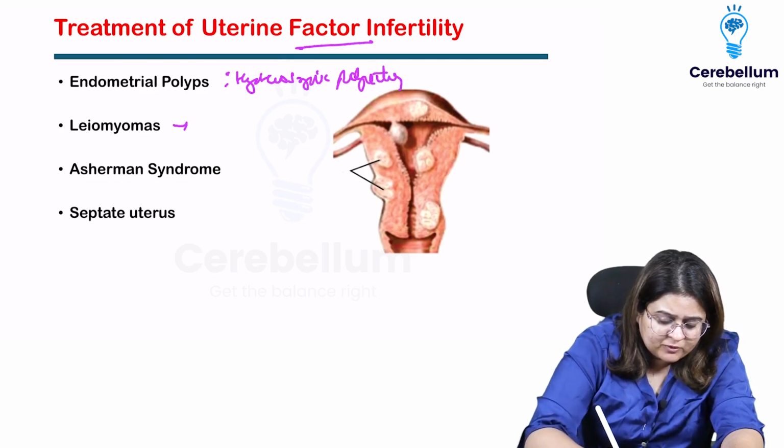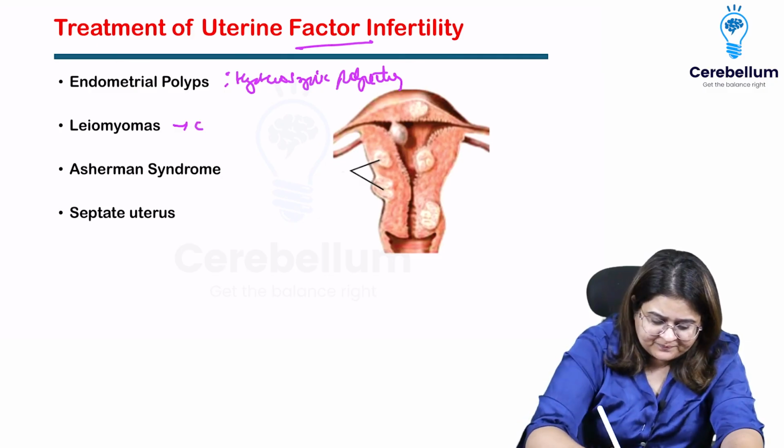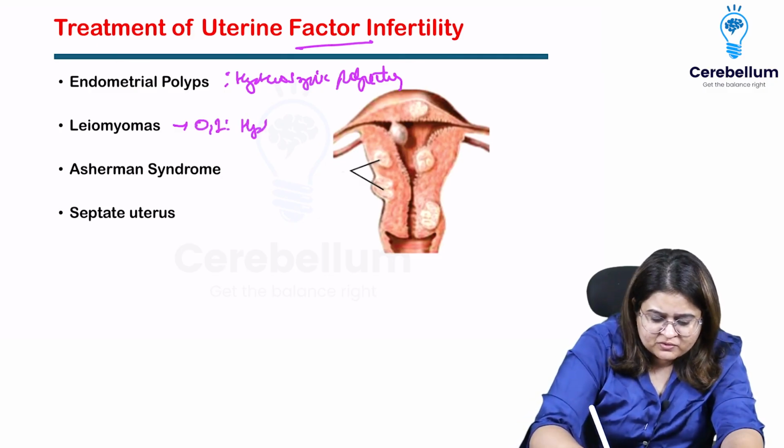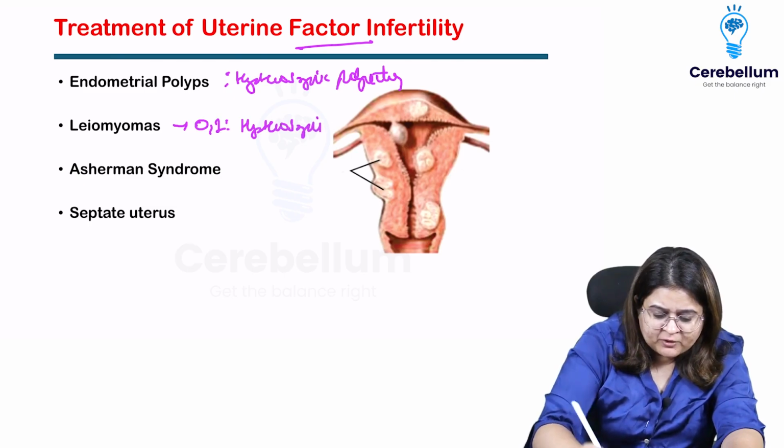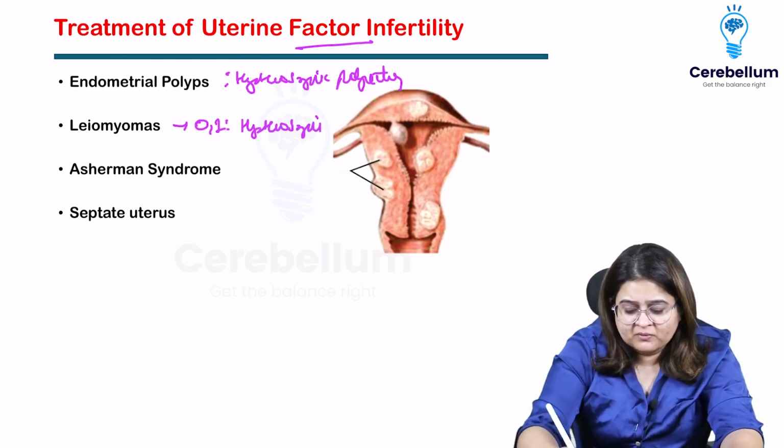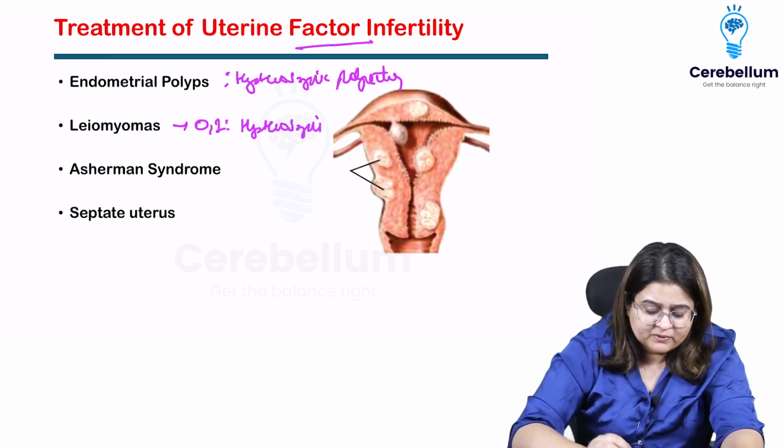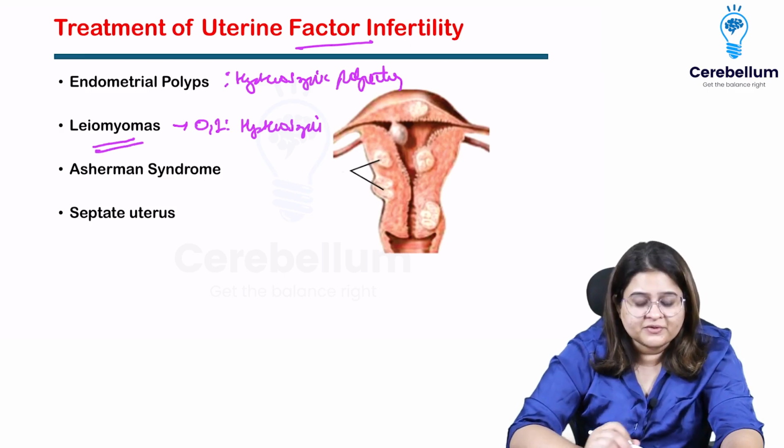If it's a leiomyoma, especially a type 1 or a type 0 fibroid, you can do a hysteroscopic myomectomy. But if it's a larger one or a type 2 onwards, you can do a laparoscopic myomectomy. We'll discuss more about this in fibroids.